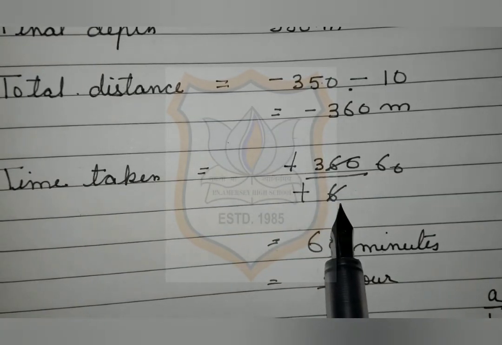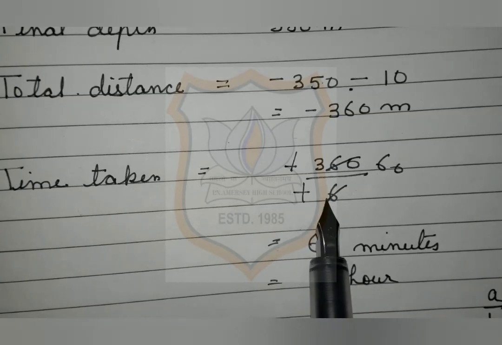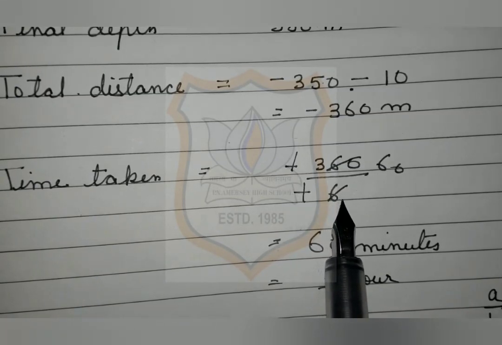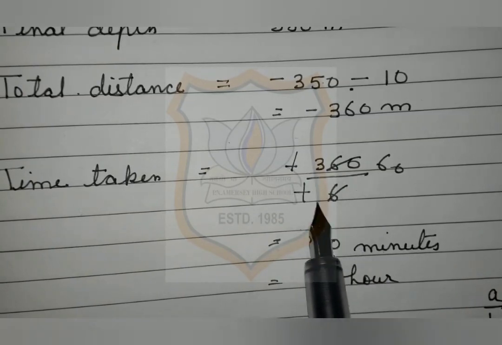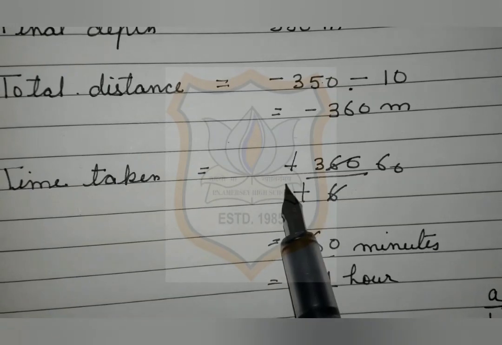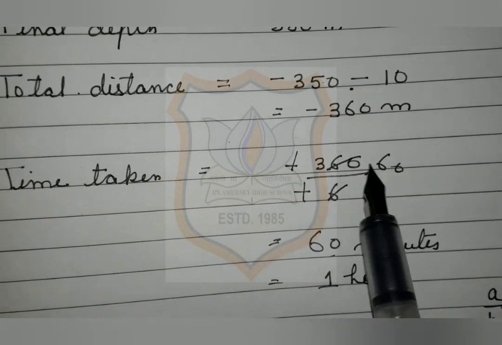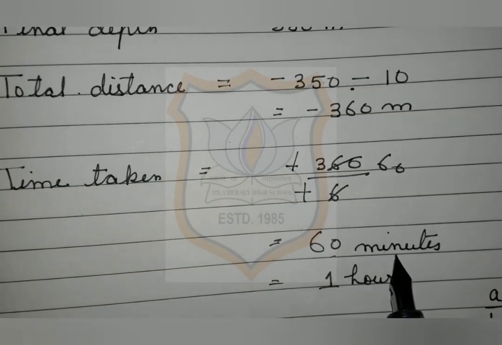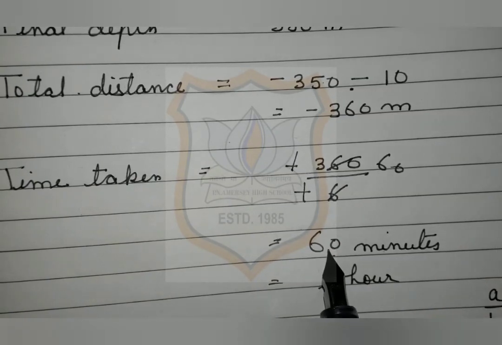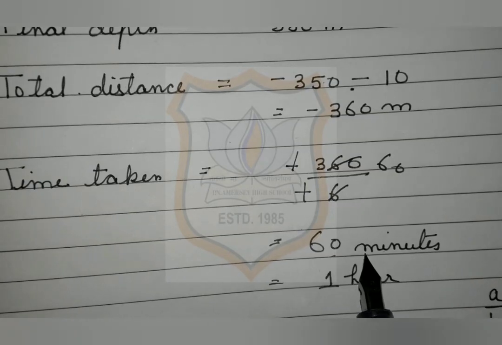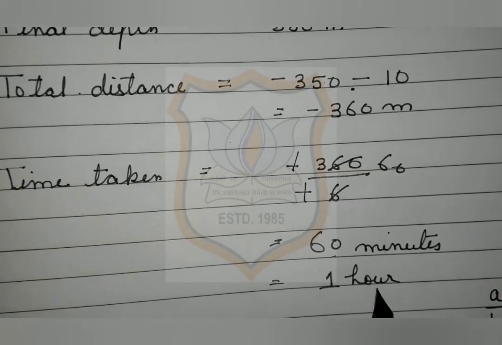Why minus 6? Because an elevator descends into the mine shaft at the rate of 6 meter per minute. So we will divide minus 360 by minus 6. So minus cancels minus. 6 sixties are 360. The answer is 60 minutes. So the time taken by the elevator to reach minus 350 meter is 60 minutes. That is equal to 1 hour.